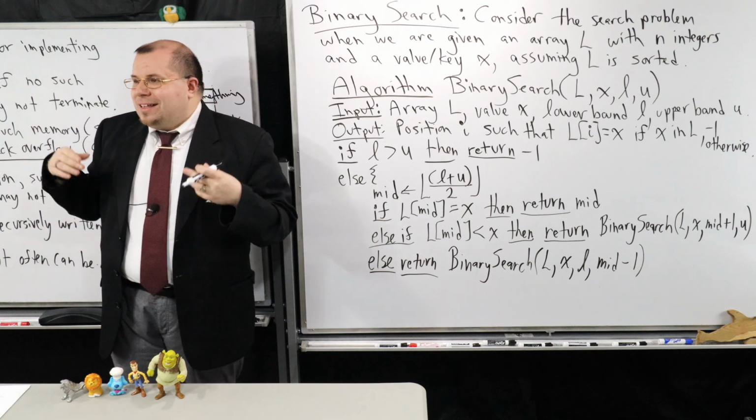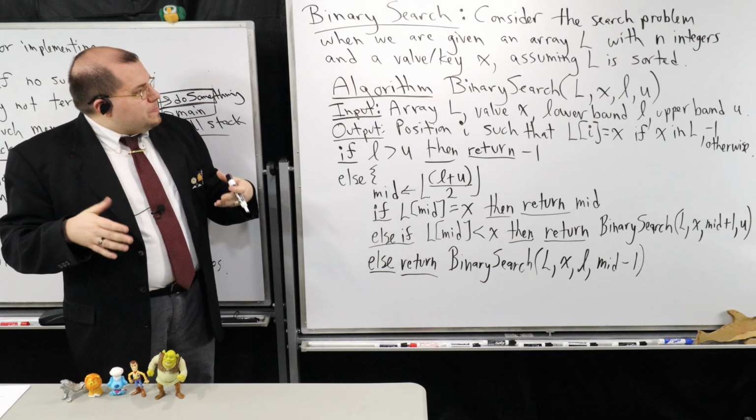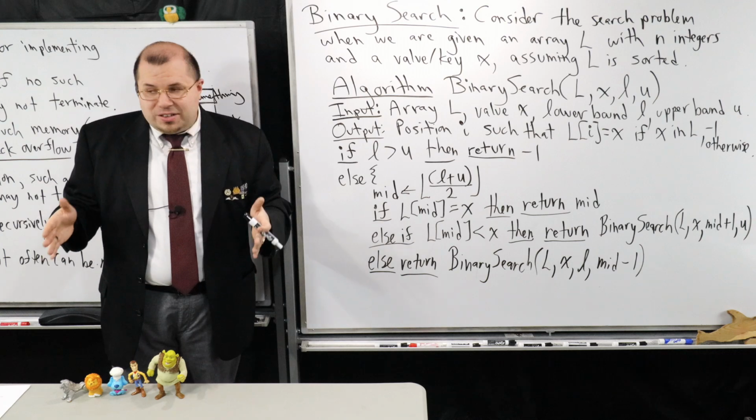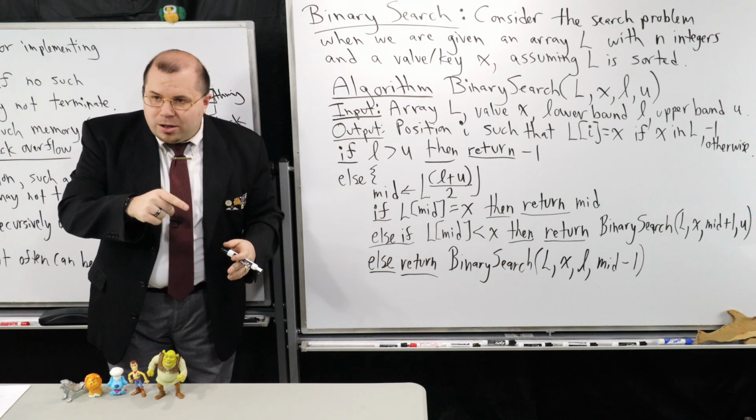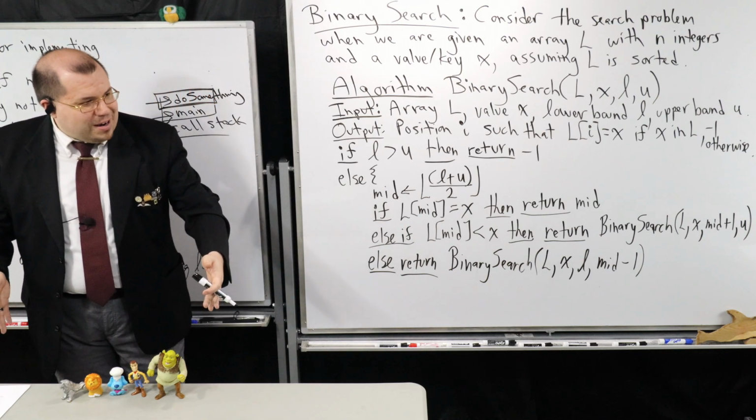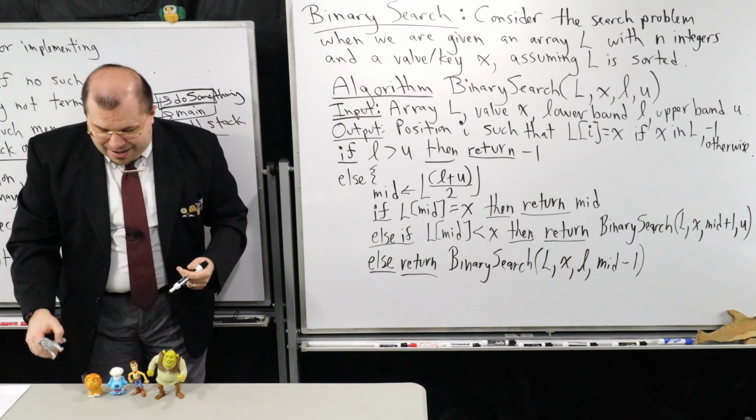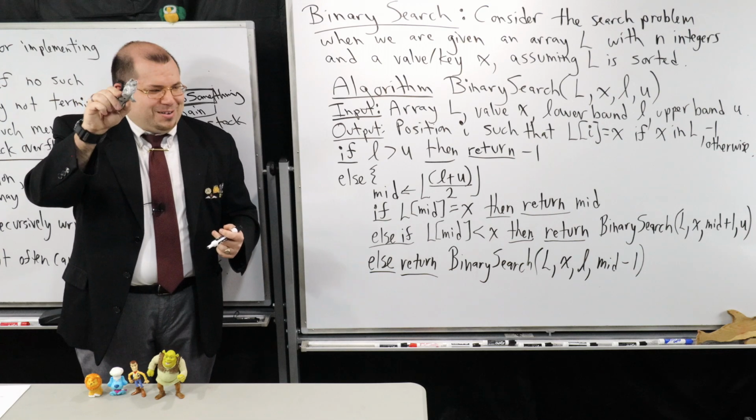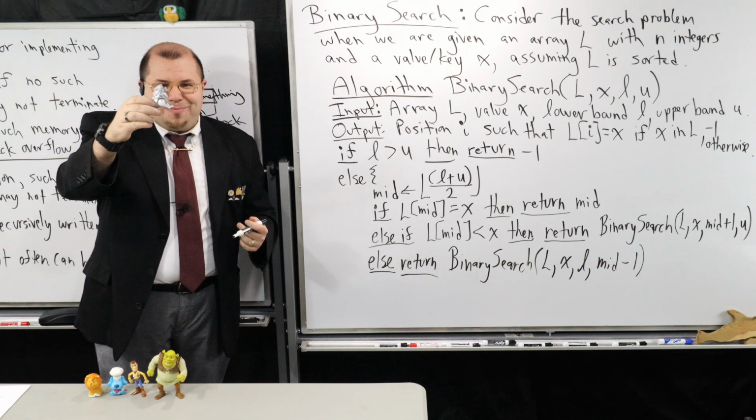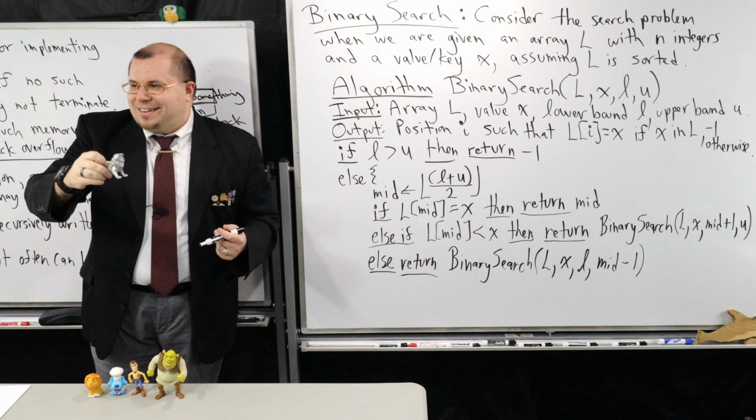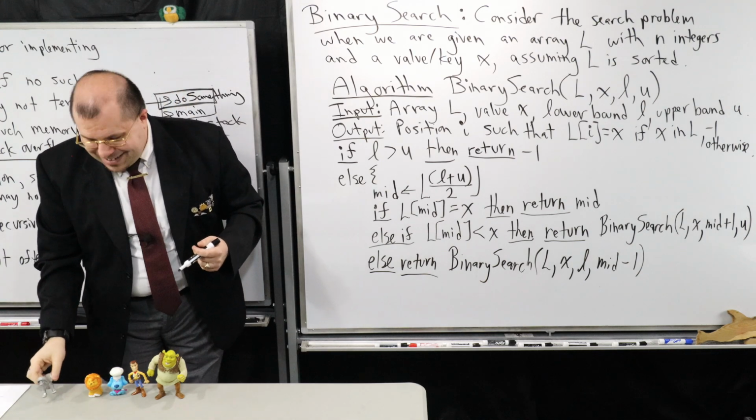So just to remind you, remember the setup for this version of the search problem is that all of my elements are sorted, just like I have my friends here. So I have them sorted by their height. And yes, I added in metallic Simba. Yes, this is Simba spray painted with metallic paint. I thought it was awesome.